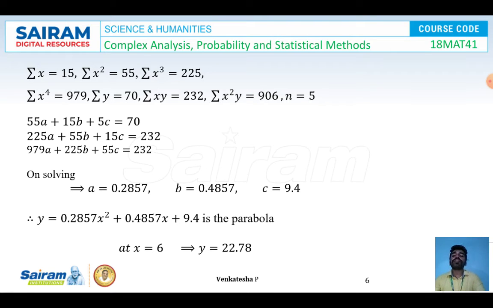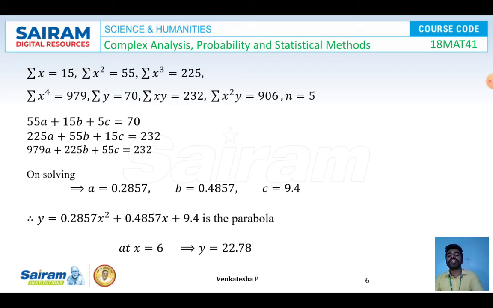Now replace all these values in the normal equations. I got 55a + 15b + 5c = 70, 225a + 55b + 15c = 232, 979a + 225b + 55c = 232. So now solve these equations. We can solve this in a calculator also. Go for equation mode, take 3 unknowns, enter all the values and solve it.